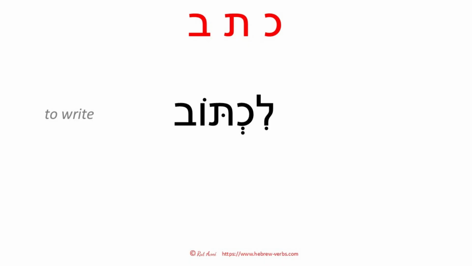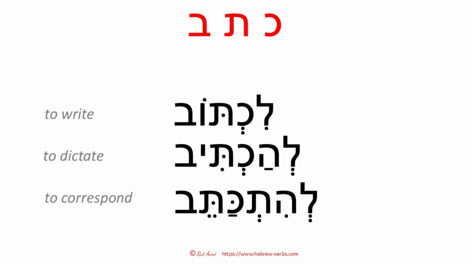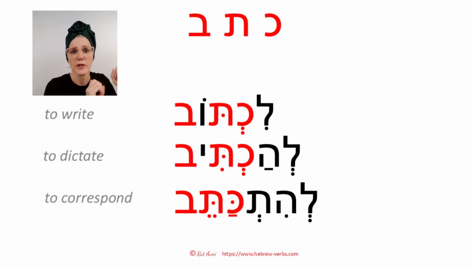Okay, so here we have lichtov, to write, and we can also make out of this root to dictate, lehachtiv. And if we go further, we come to correspond, lehitkatev. So, and if you see, here we always have that root present. We somehow danced around something in the front, something in the middle, yeah? And that turned the root into different verbs.